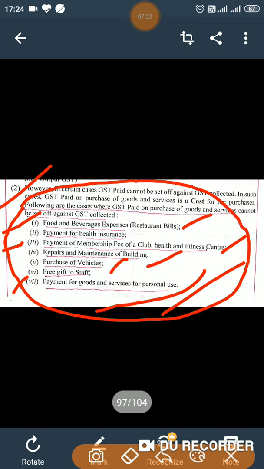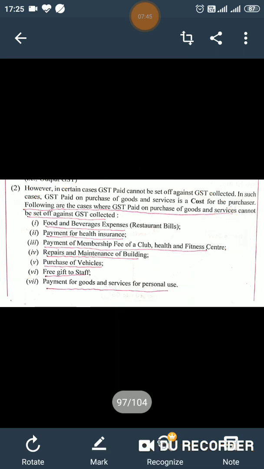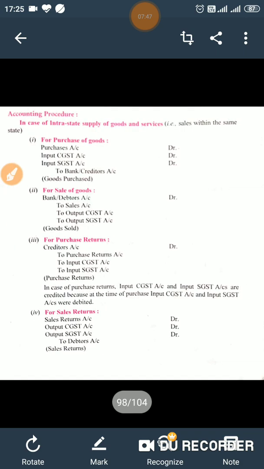Right. So these are the items in which GST paid cannot be set off against GST collected. While you are making payment of GST, it will not become a cost or expense for you. You will not debit the input GST. Now there are some accounting journal entries.